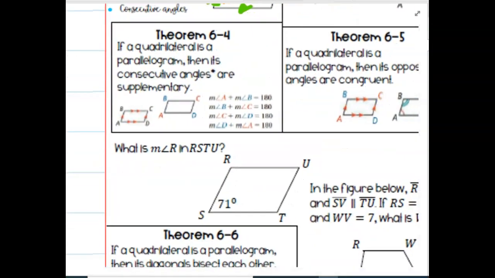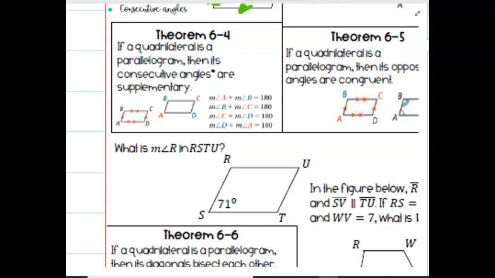Okay, another theorem, theorem 6.4. If a quadrilateral is a parallelogram, then the consecutive angles, so remember the angles that are side by side, are supplementary. So you can add any 2 pairs of the consecutive angles, and they would equal 180. So A and B are consecutive angles, so if you took the measure of angle A plus the measure of angle B, you get 180. If you took B plus C, you get 180. If you took C plus D, you get 180. And if you took D plus A, you get 180.